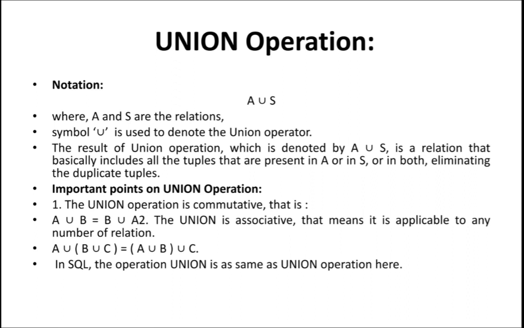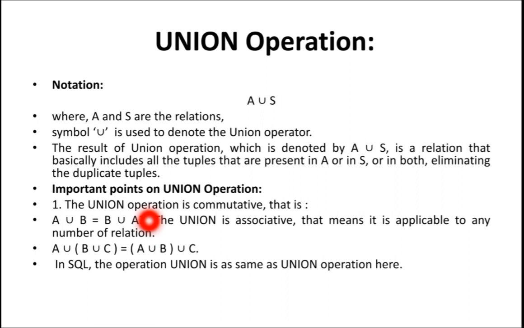And important points. First of all, the union operation is commutative, that is A union B is equal to B union A. Sorry for the typing mistake, that is like a second point. So the union operation is commutative, that is A union B is equal to B union A.